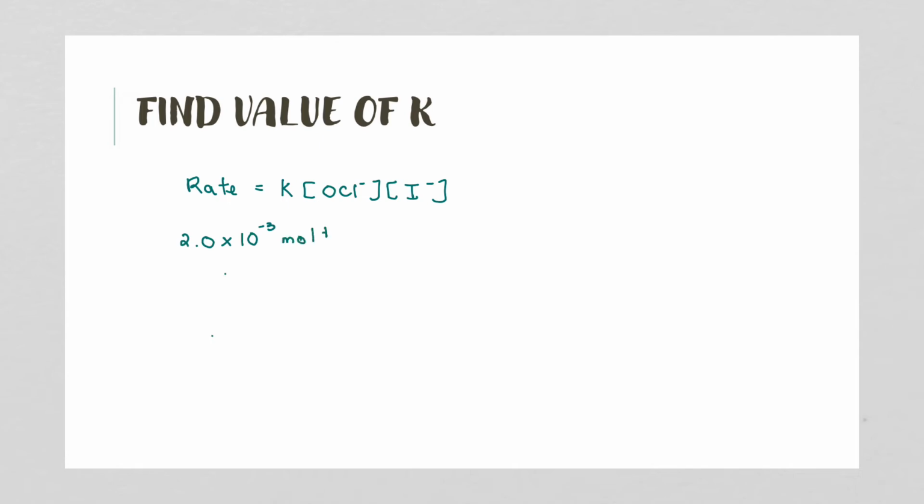So mole decimeter to the negative 3 seconds negative 1 is equal to K times the concentration of the first one, so 2.0 times 10 to the negative 3 moles per decimeter cubed times 4.0, remember that one was a higher concentration, times 10 to the negative 3 moles per decimeter cubed.